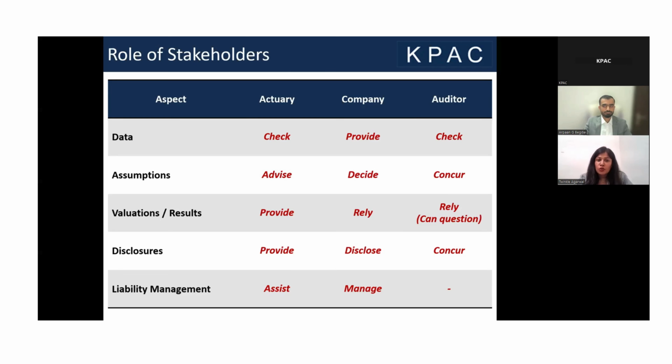Fourth, we have the disclosures. The actuary provides the disclosure certificates to the companies. The company discloses it in their financial statements, and the auditors again concur. Then we have the liability management. So the actuaries assist the companies in managing the liabilities based on different scenarios if required. The companies manage the liability figures and conclude on the same. So this is primarily overall the role of the stakeholders.